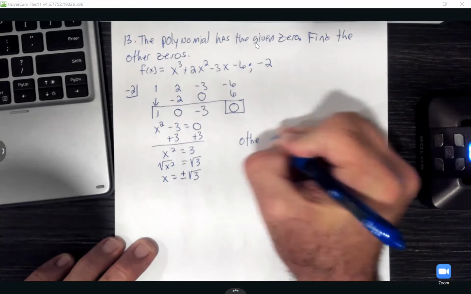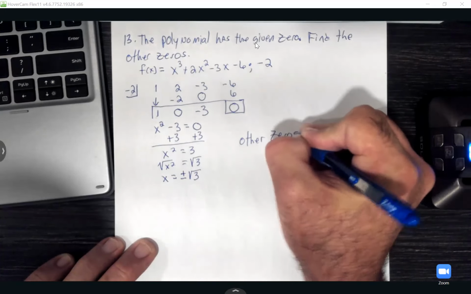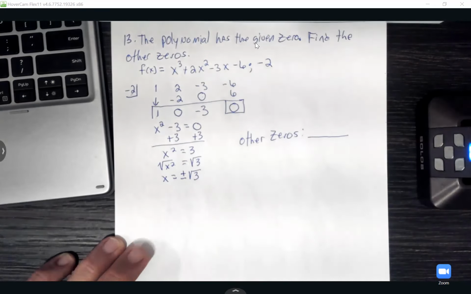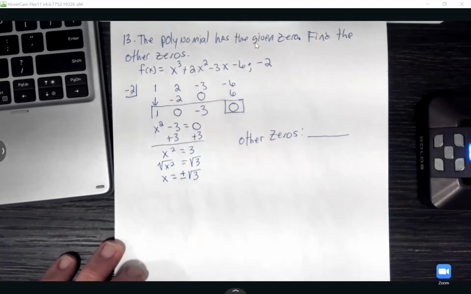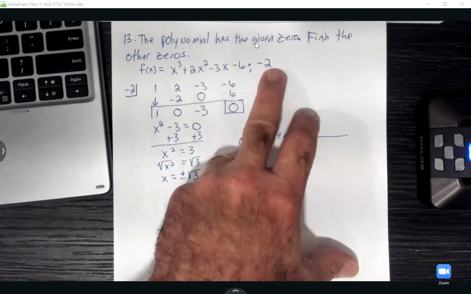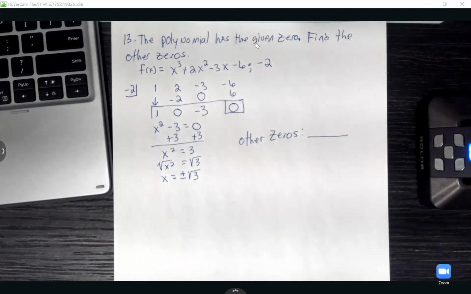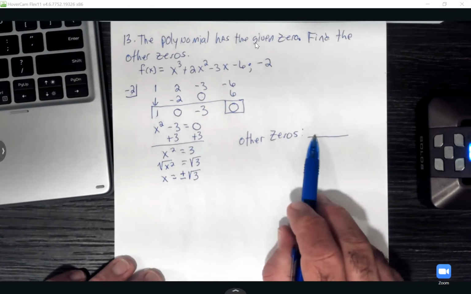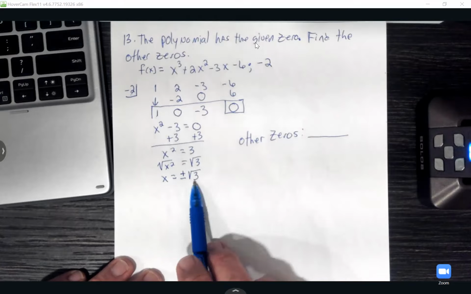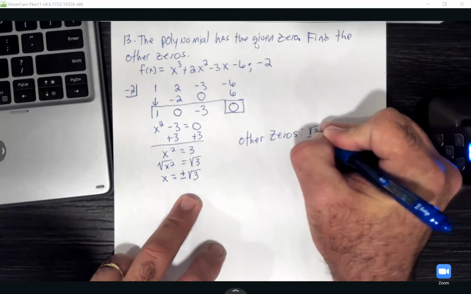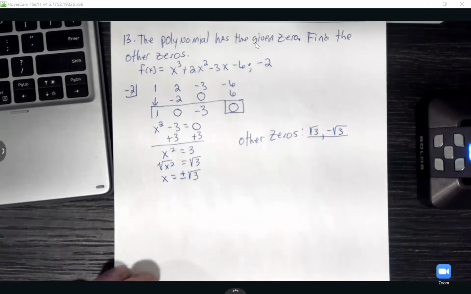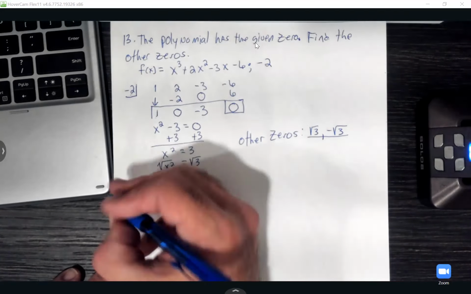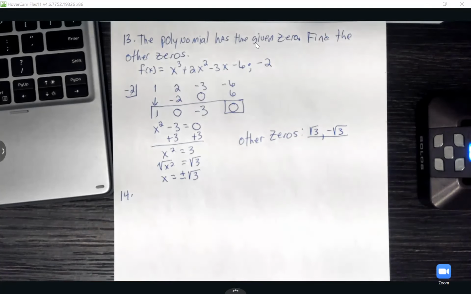The answer blank only wants the other zeros. It does not want that -2. Now, if you accidentally put the -2 plus the 2 we got, I'll look at those and I'll give you credit on those. But remember, this only wants the other 2 zeros, which are going to be the positive square root of 3 and then a negative square root of 3. Okay? It don't want them all. It just wants the 2 that you find.